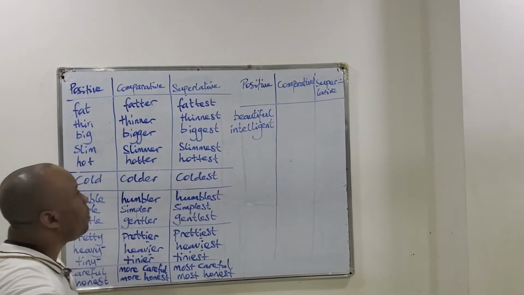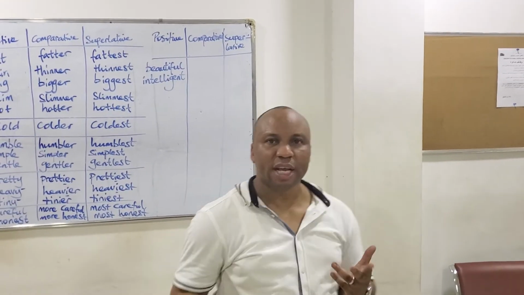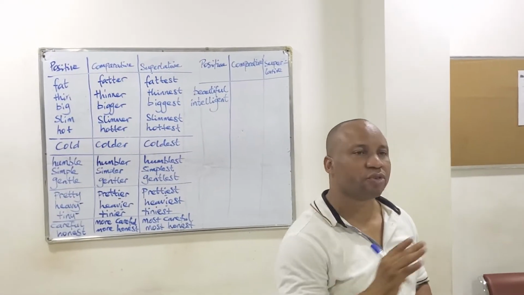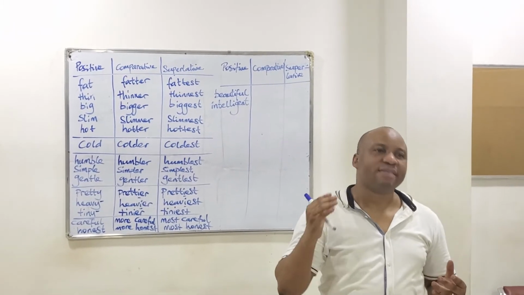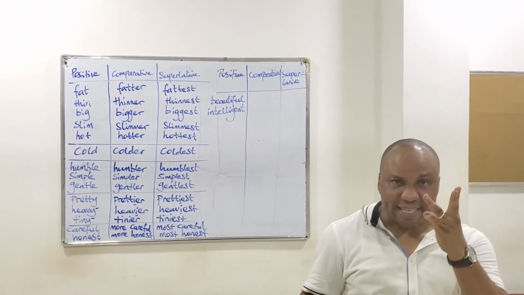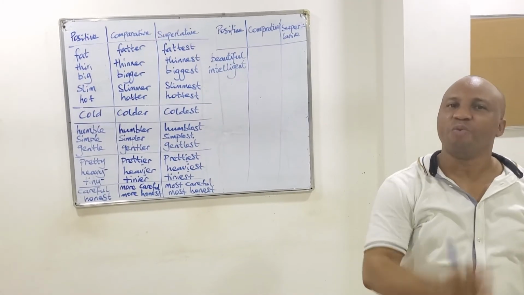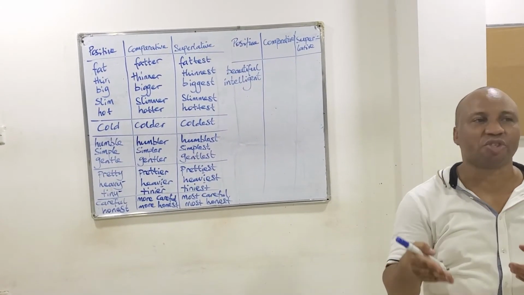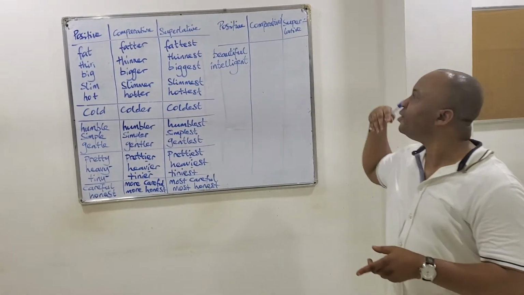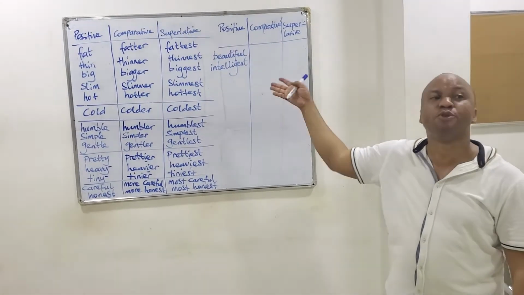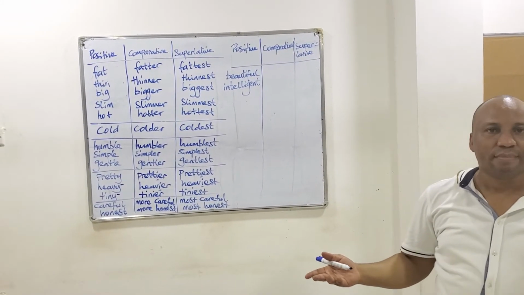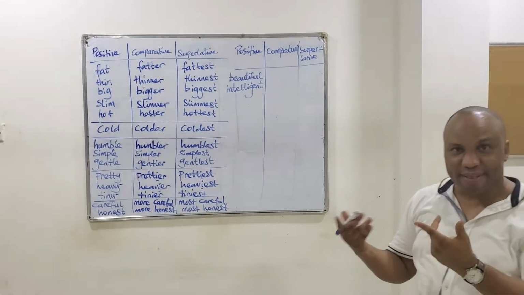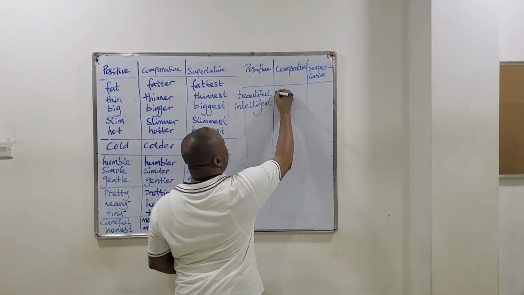So, ladies and gentlemen, if the word is made up of three syllables or more than three syllables, we use more and most. Again, if the adjective is made up of three syllables or more, we use more with that adjective in the comparative form, and we use most with that adjective in the superlative form. For example, beautiful. How many syllables? Three syllables, okay?